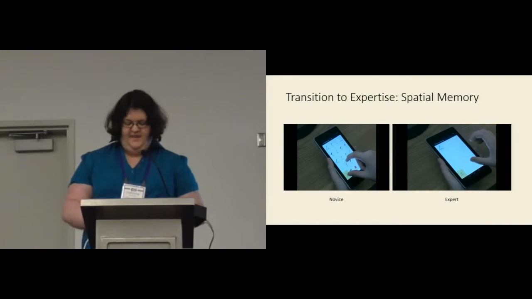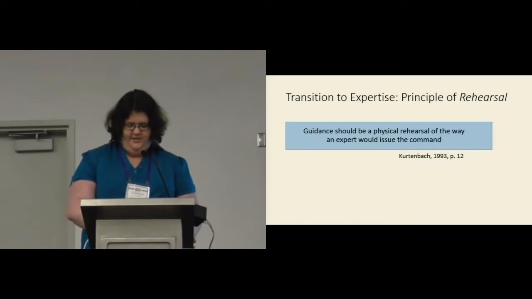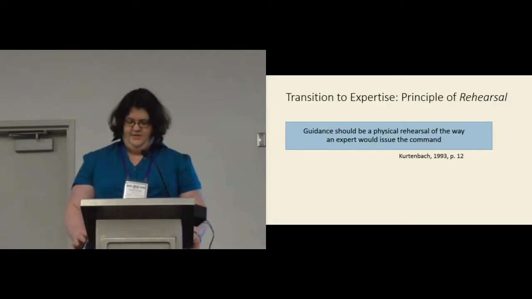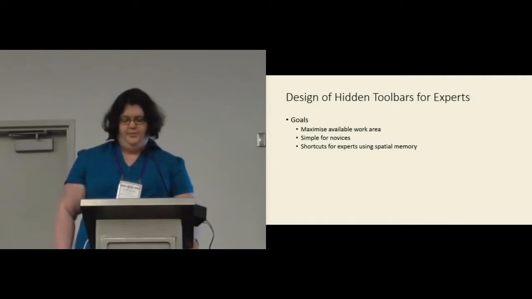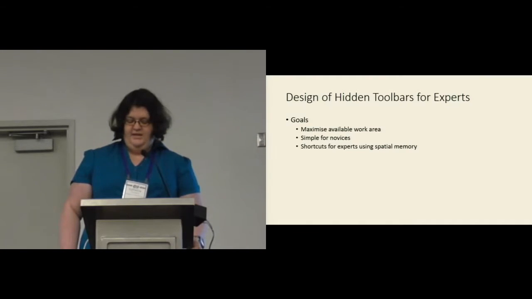And marking menus and FastTap are both utilizing a principle of rehearsal. This is the idea that the selection method should have the user rehearse the actions they'll be performing as an expert while they're still learning the system as a novice. So what we wanted to do was to use both these ideas of spatial memory and rehearsal to create shortcuts for experts in hidden toolbars, while still maintaining the idea of maximizing screen space.